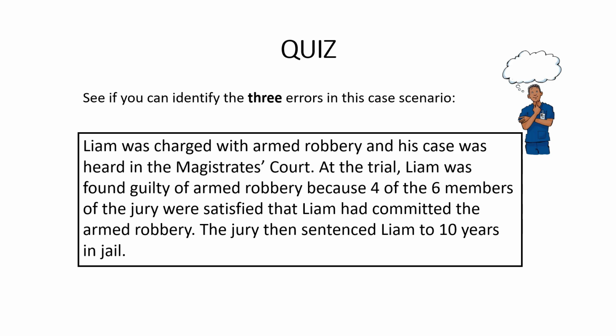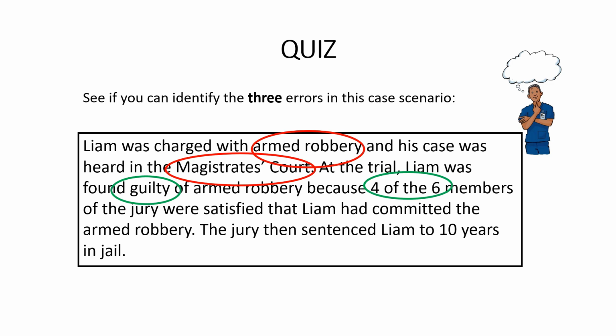The first error is that Liam has been charged with armed robbery, but his case is being heard in the magistrate's court. Armed robbery is an indictable offence, and therefore his case should be heard not in the magistrate's court, but in either the county court or the Supreme Court. The second error is that Liam has been found guilty of armed robbery because 4 of the 6 members of the jury are satisfied that he committed the armed robbery.